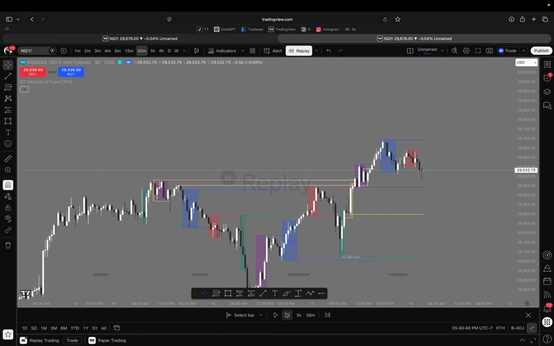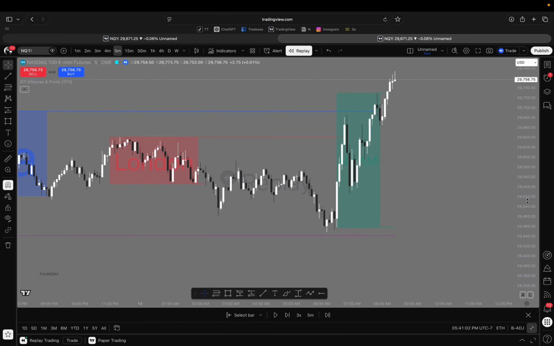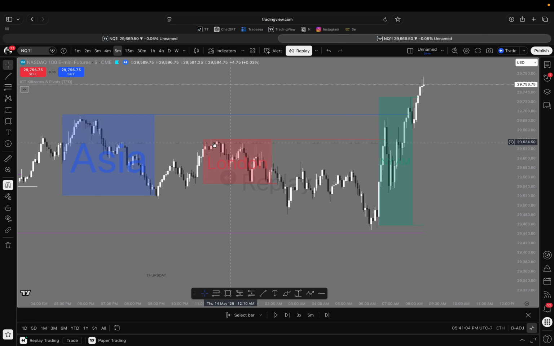Here, Asia likely to do the same. London likely to do the same. And then the next day opens, and what does price do? New York AM opens, and we have all these draws to target. But that wouldn't have been possible if these sessions didn't generate liquidity in the first place.